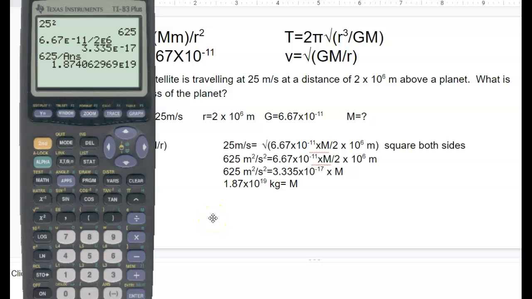Okay. On pretty much every calculator, when I did 625 divided by, there's always a button that says ANS. That's your previous answer on the calculator. So it just takes the previous line. All right, number 5.